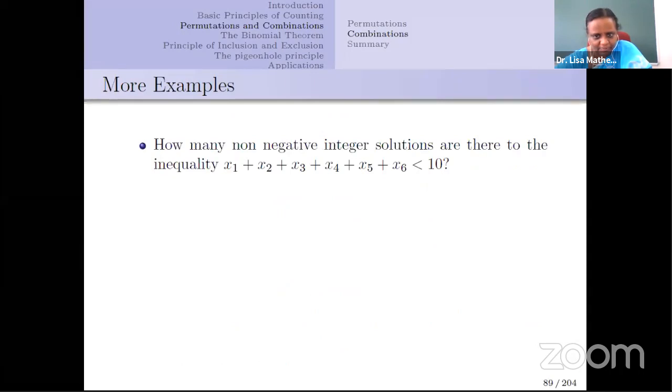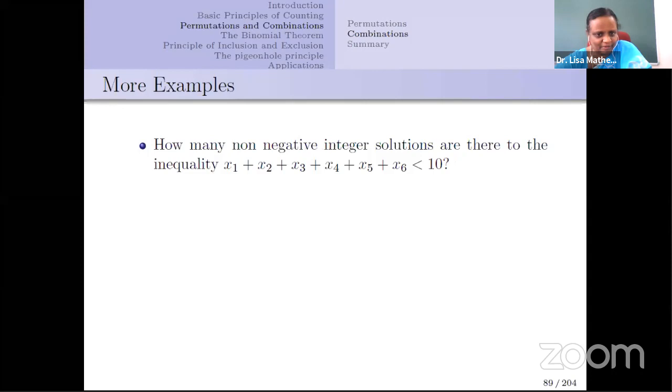Now we come to another problem. This looks a lot like the problem we did a little time back. How many non-negative integer solutions are there to the inequality x1 + x2 up to x6 < 10? Now, when you look at this problem, you'll say, oh, this is a repetition of the problem we saw some time back, that x1 + x2 + x3 + x4 is equal to something.